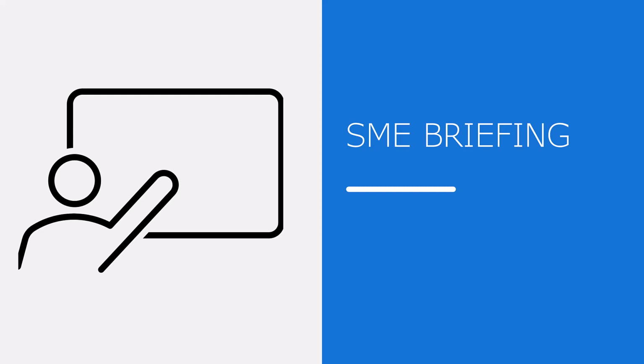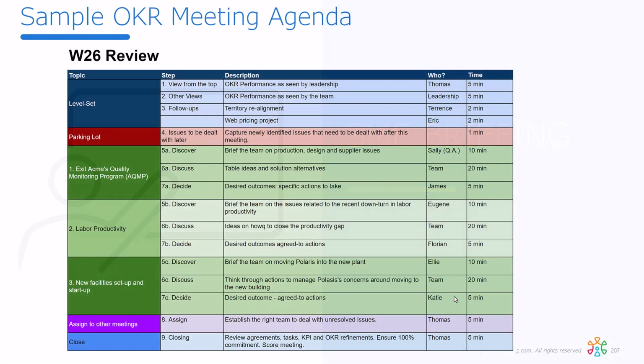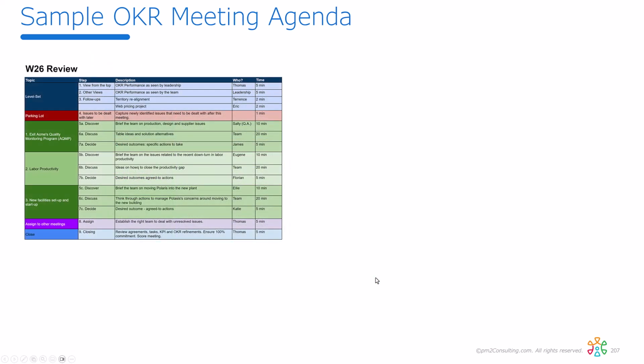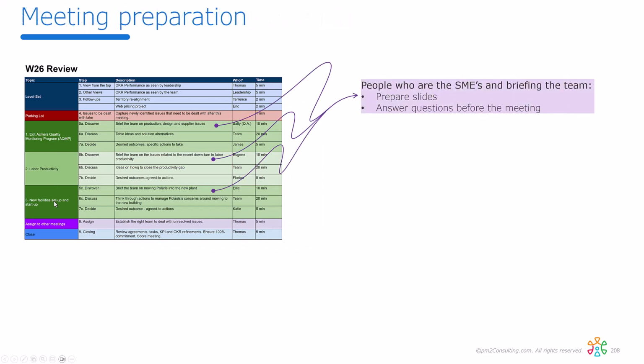So this is a quick heads up on what we expect of you if you've been asked as a subject matter expert to brief the team on a topic. Now, as a reminder, we've set an agenda for the upcoming OKR meeting. And in this agenda, we've identified a number of topics that need to be identified. And for each topic, there's a need for a subject matter expert to brief us all on the issue.